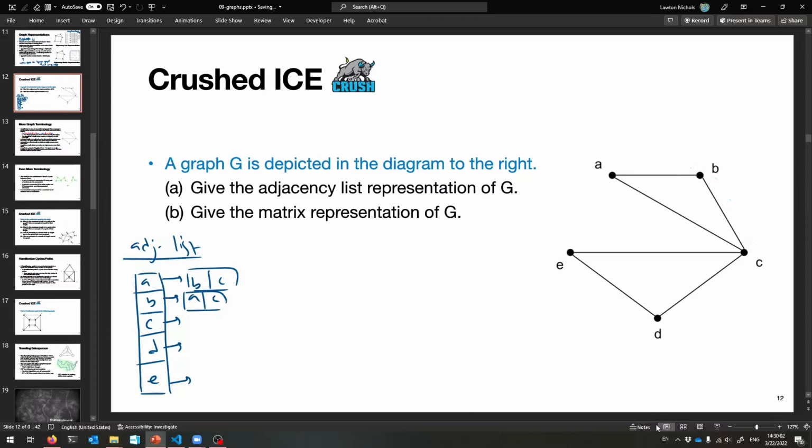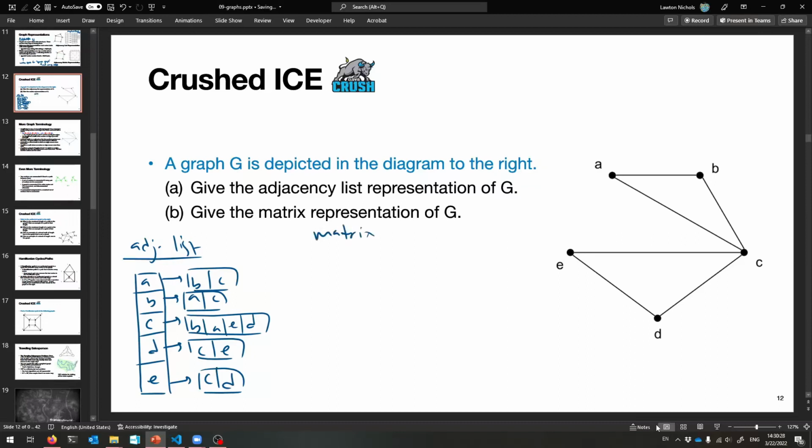C goes to B, A, E, and D. Good for you, C. You can put this in any order you want. D goes to C and E, so it would map to that list, and then E finally goes to C and D. Okay, so that would be an adjacency list representation of all the edges that exist in this graph.